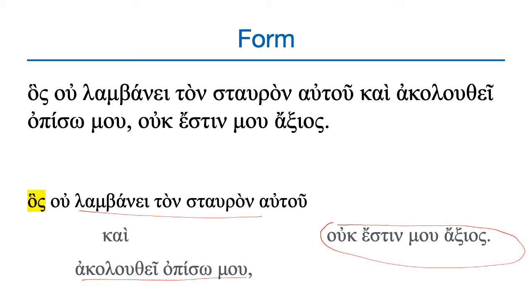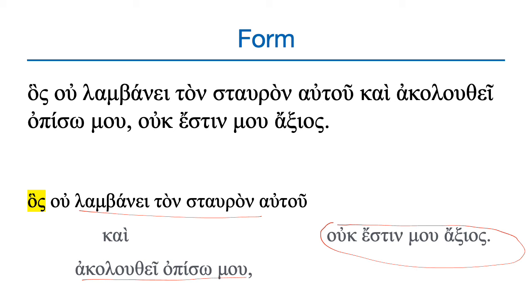So the relative pronoun here is hos. Whoever does not take up his cross. Now that is a relative clause, introduced by hos. Whoever does not take up his cross and follow after me. So those are two relative clauses introduced by a relative pronoun. Whoever does not take up his cross, kai, and akolouthei opiso mou, and follow after me.